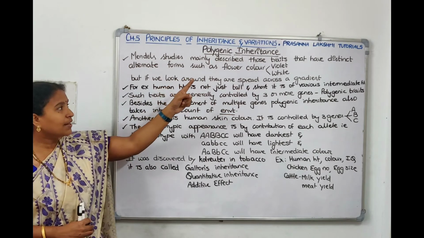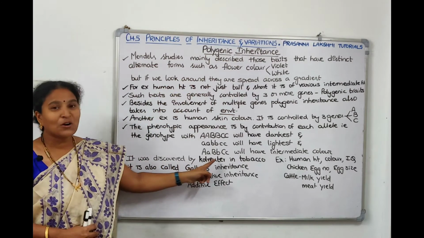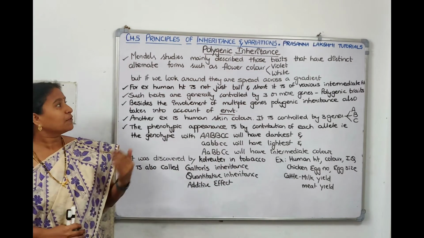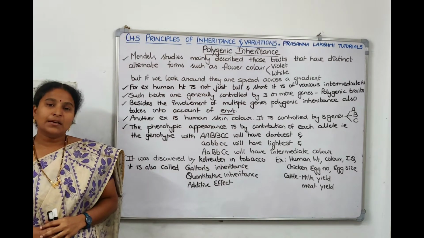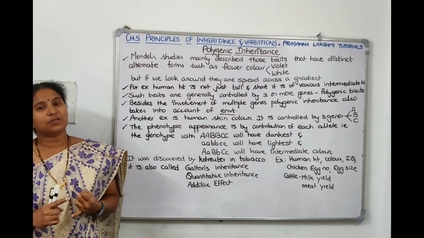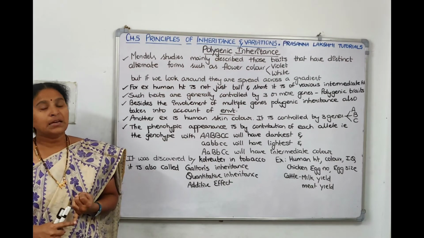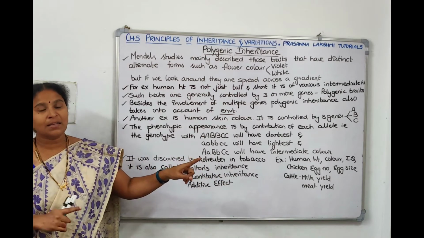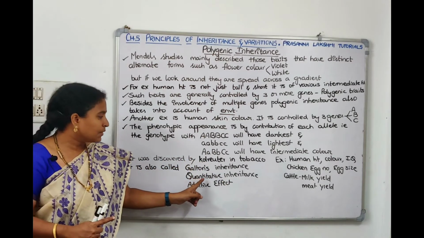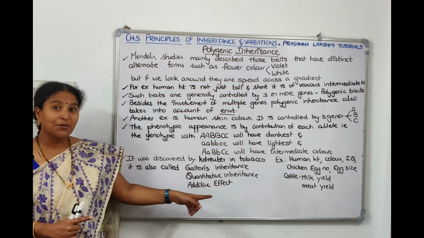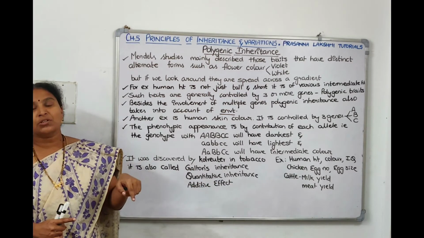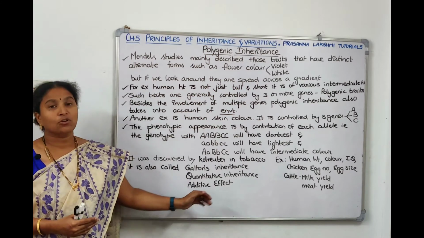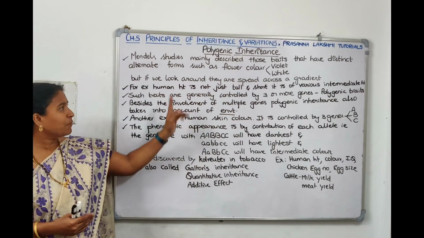So polygenic inheritance was discovered by Coleridge in tobacco plant. And what are the other synonymic names for polygenic inheritance? It's also called Galton's inheritance because Galton worked on it later. It's also called quantitative inheritance because the quantity of alleles you are adding, the color is changing. So that's why it's called quantitative inheritance. It's additive effect. The number of dominant genes you are adding, the darkness is increasing. So it's also called additive effect, cumulative effect. All these are the synonyms of polygenic inheritance.